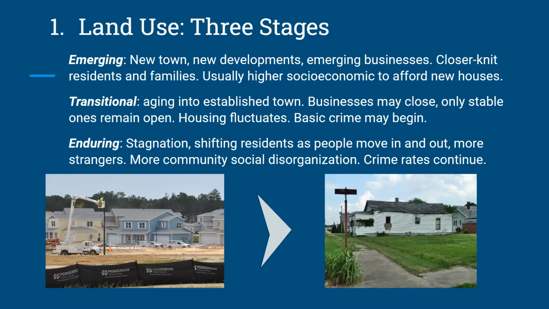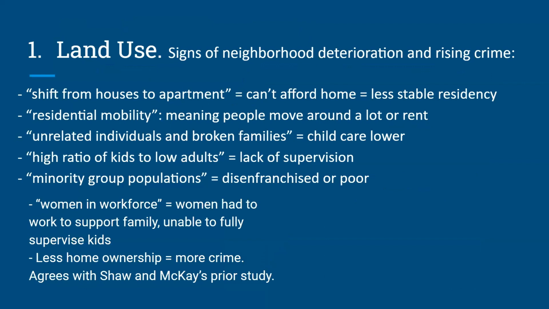In the third stage, the enduring stage, after many years or decades, there may lead to stagnation, shifting residents as people start to move in and out, and there's going to be more strangers. There's also usually more community social disorganization as housing starts to deteriorate and the crime rates continue to rise.